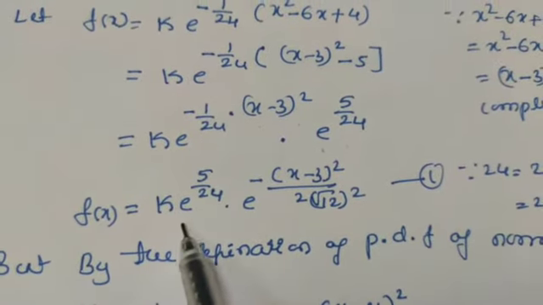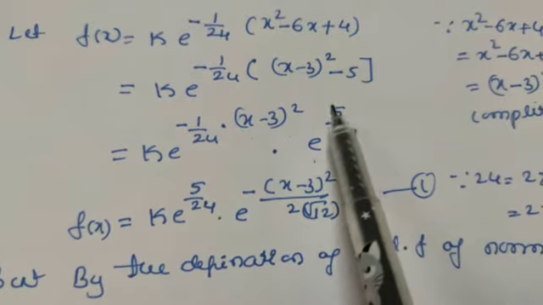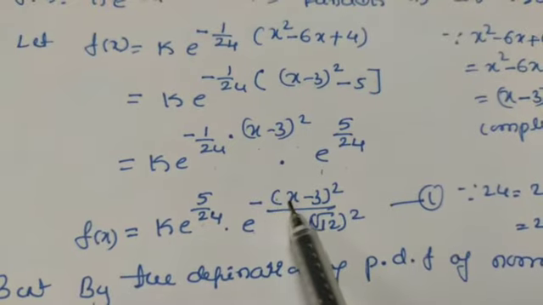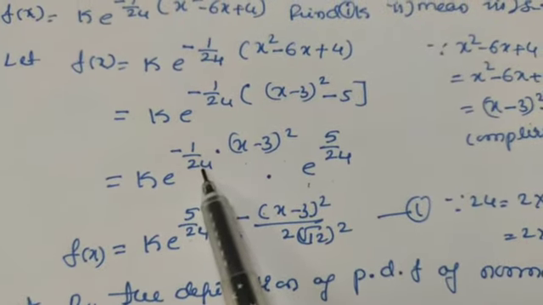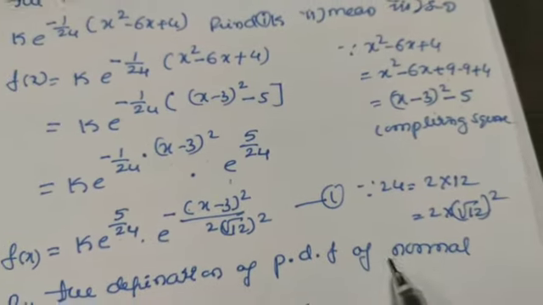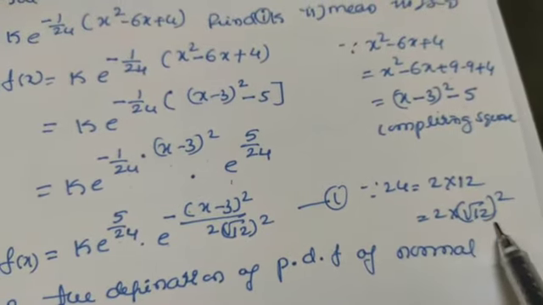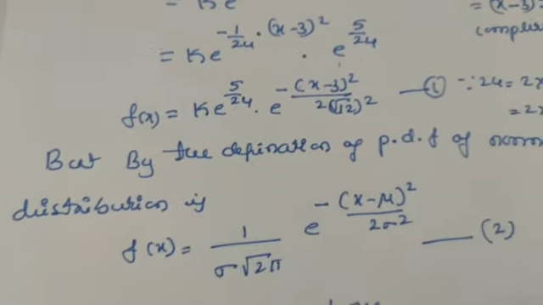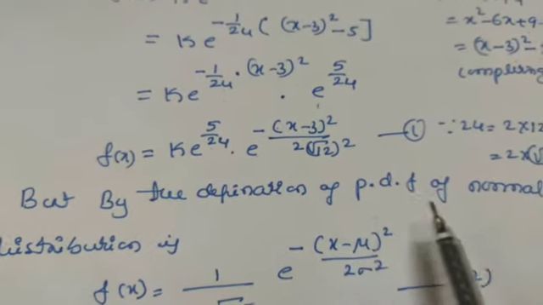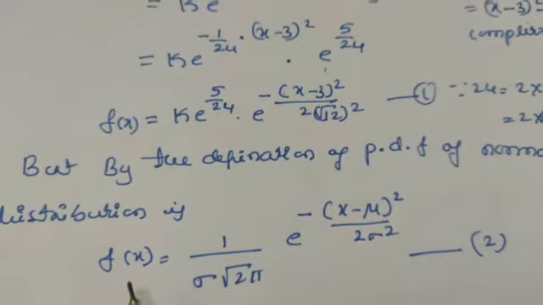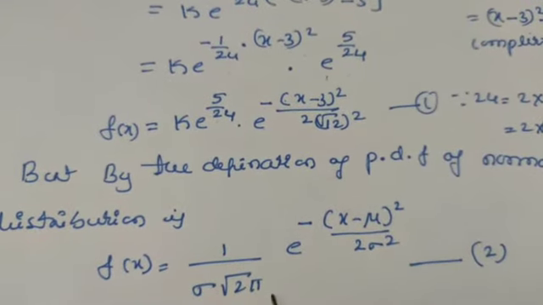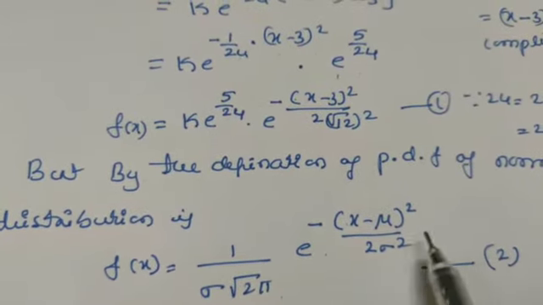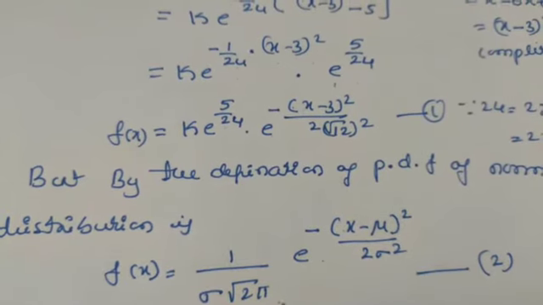F of x equals k into e to the power of this one you have taken here; this is a constant, independent of x, so you can take it outside like this, and e to the power of, write the remaining term, (x minus 3) whole square divided by this 24. 24 can be taken as 2 into (under root of 12) whole square, because we want to express this in the standard form. So by the definition, the probability density function of normal distribution is f of x equals 1 by sigma under root of 2 pi e to the power of minus (x minus m) whole square divided by 2 sigma square. Again we know this is the normal density function.